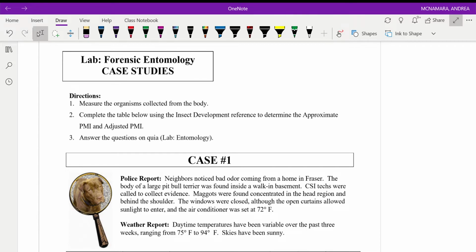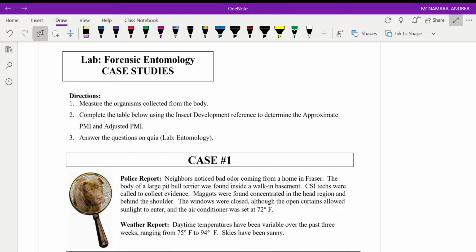So the lab you're going to be doing today is about forensic entomology, obviously, and you will be measuring some maggots, larvae, if you don't like the word maggots, and trying to determine the postmortem interval for a dog in this case. So first thing you're going to notice is that I have two cases on this lab.